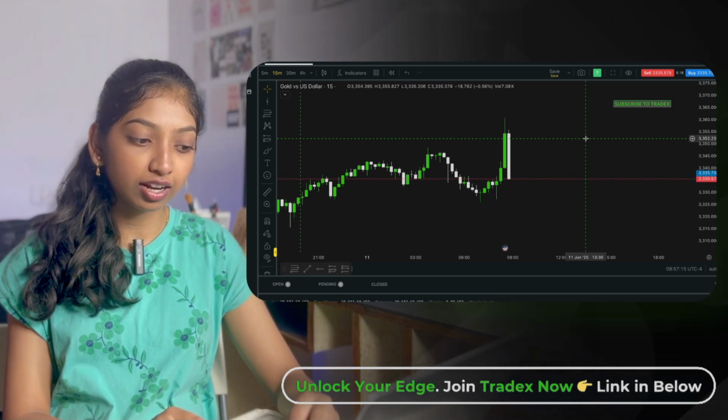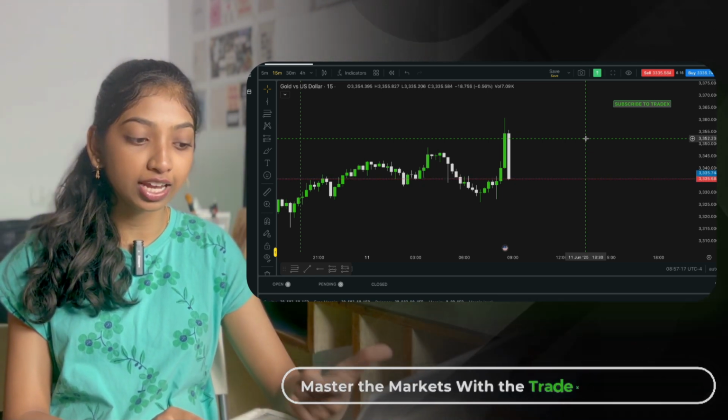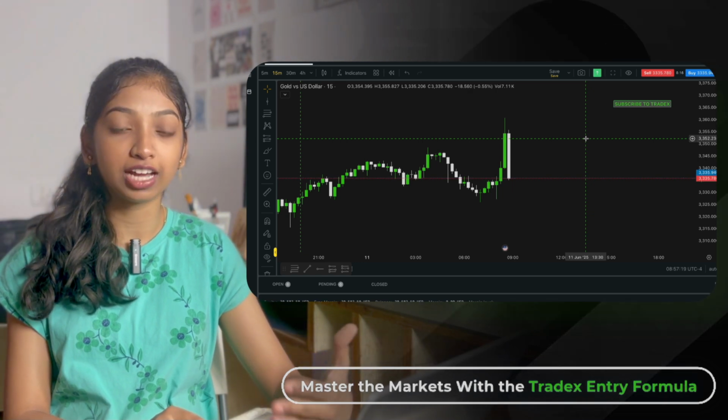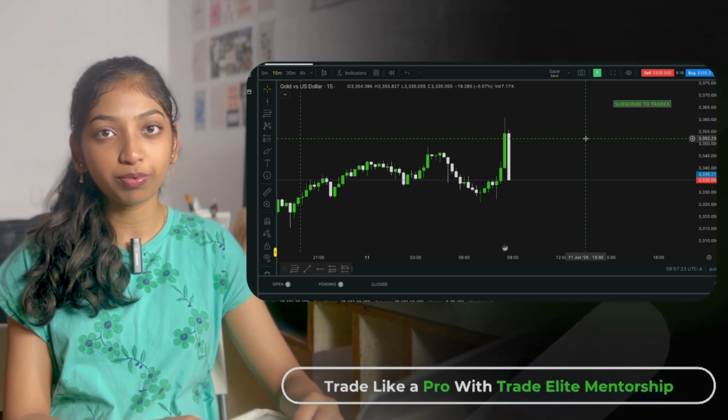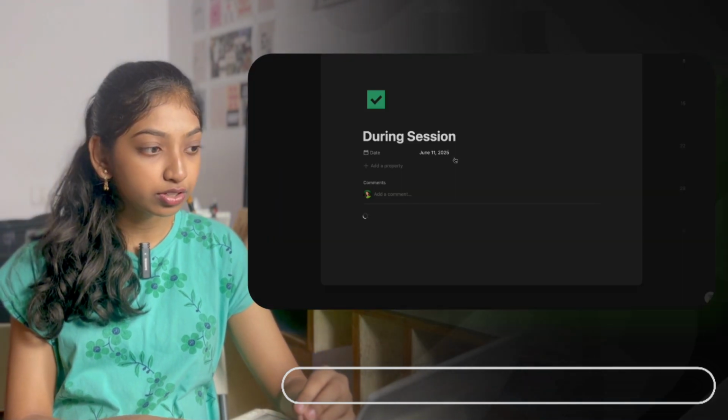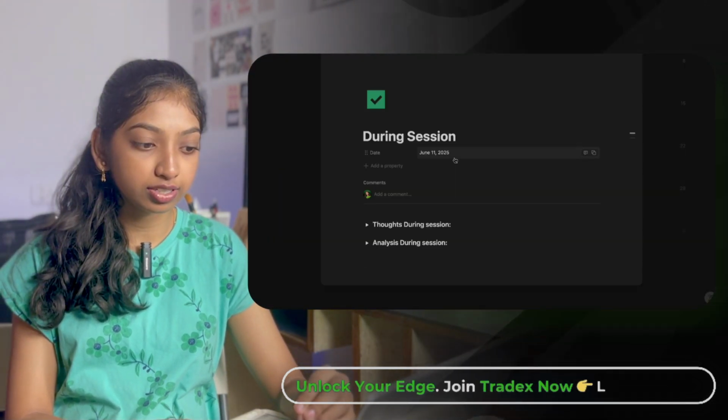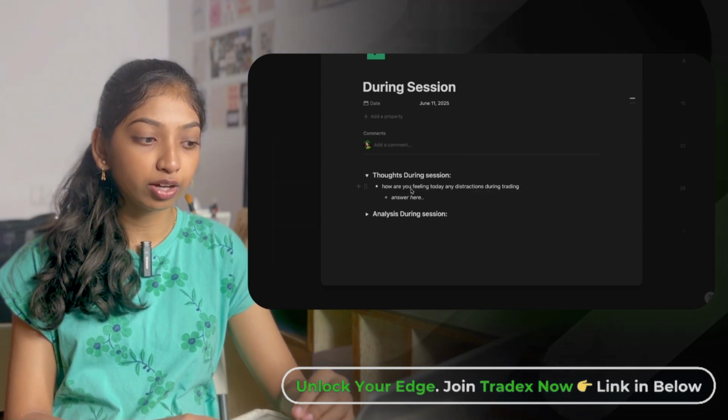So once I take it, I log everything, the pair, the entry, the session, the outcome inside my journal. Then I take all of these steps on my tracker. So I'm going to show you the step-by-step process on how I do it. All I do is go to my trading session. So now that this is done, I can go over here and click on my during session.